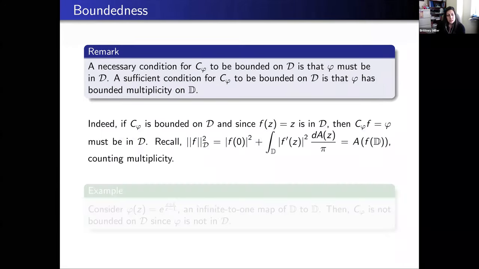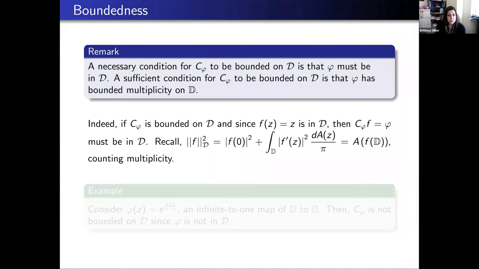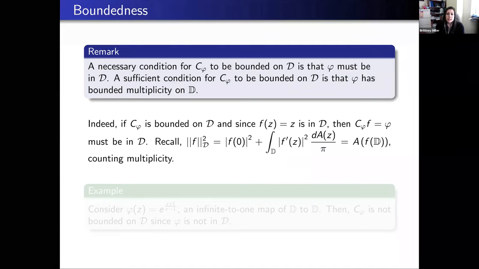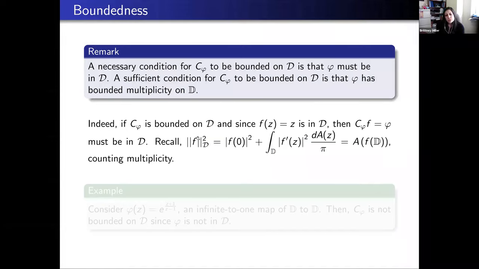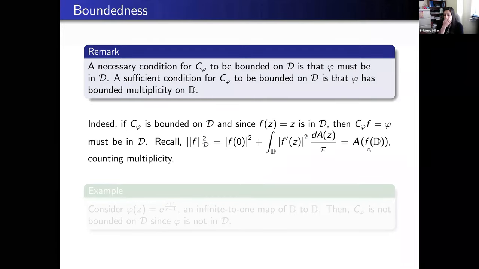On the other hand, in the Dirichlet space, not all composition operators are bounded. So if C phi is bounded on the Dirichlet space, then f of z equals z, which is in the Dirichlet space, would tell us that when we apply C phi to this particular monomial, that returns phi, which must be in the Dirichlet space. And so in order for the norm squared of f to be finite, again, this integral here, where we have the modulus of f prime squared, that's the Jacobian, or we could write that as a Jacobian matrix of f. And so this integral really represents the area of the image of f on D, counting multiplicity.